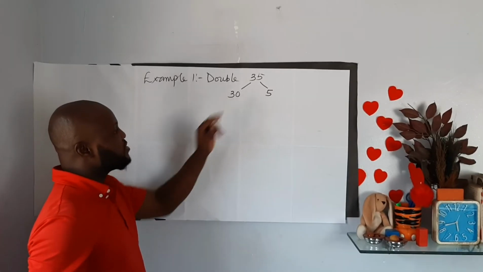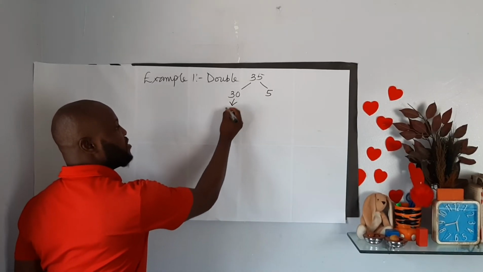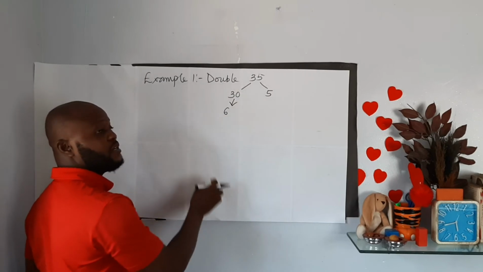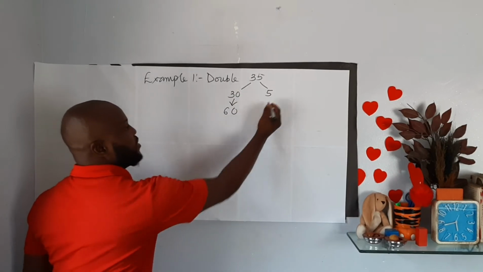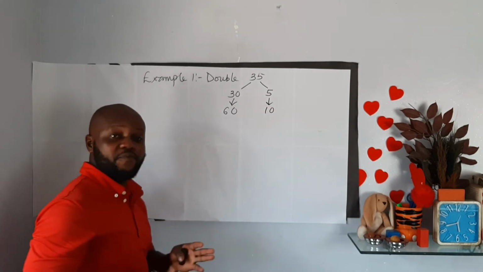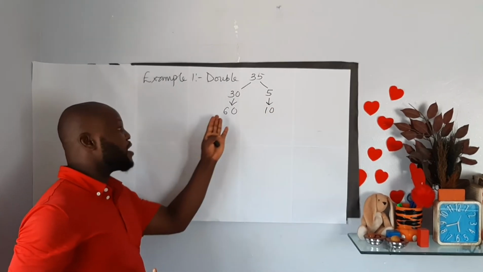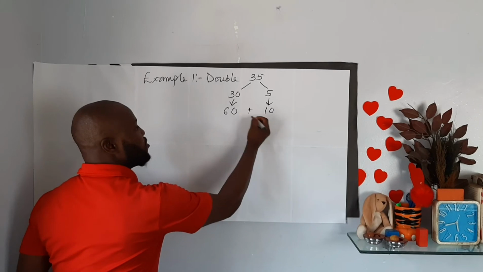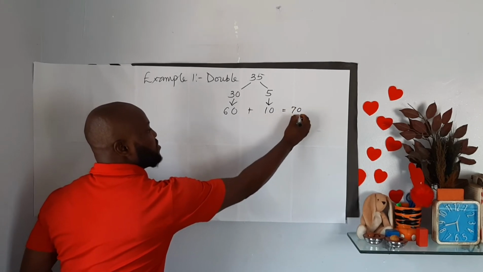Now to double 30, I know that double 3 is 6, so double 30 is 60. Then double 5 is 10, because 5 plus 5 is 10. So at this point I'm going to add 60 to 10. So 60 plus 10 will give us 70.